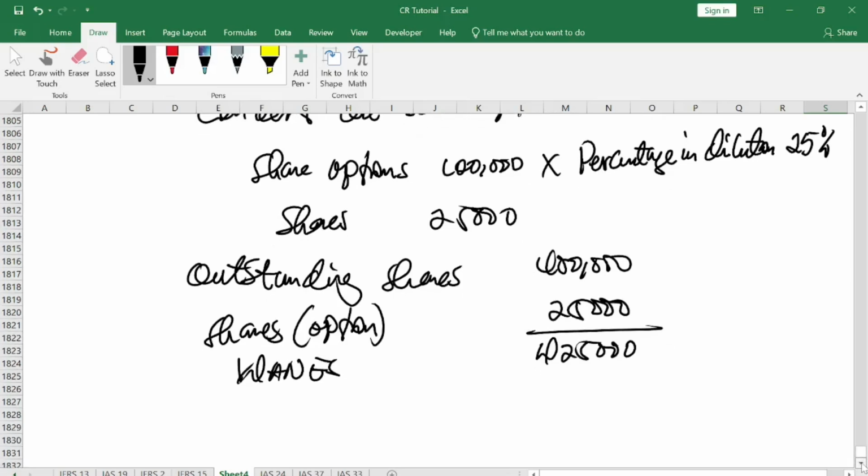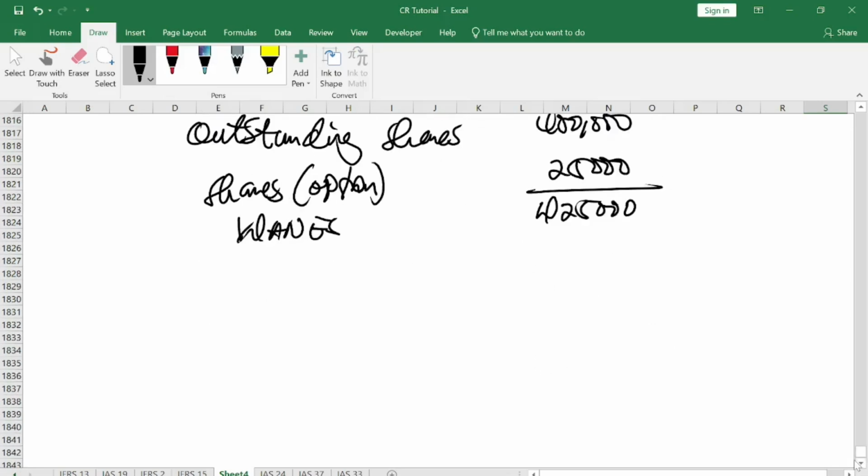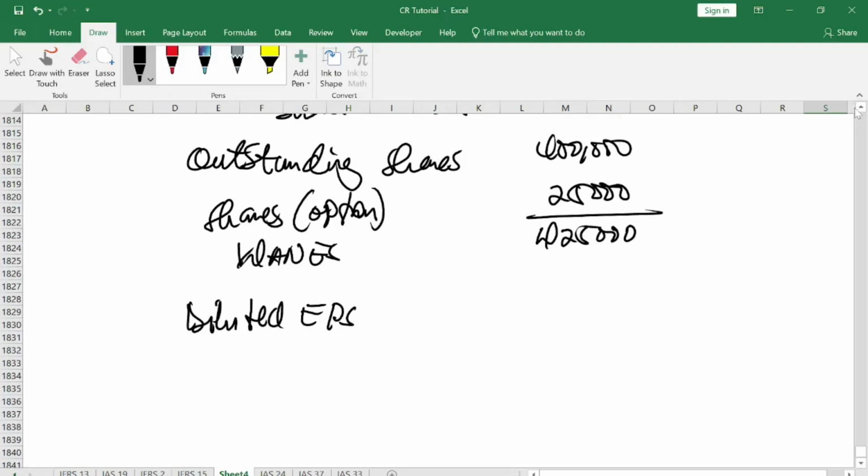Now you can calculate your diluted earning per share because of the share option. You've diluted the already existing shares of 400,000 by the share options. You've given the directors shares to become equity owners of the company. We call it dilution. When that happens, it increases the number of shares of the company. Now you divide the profits over the number of shares the company has.